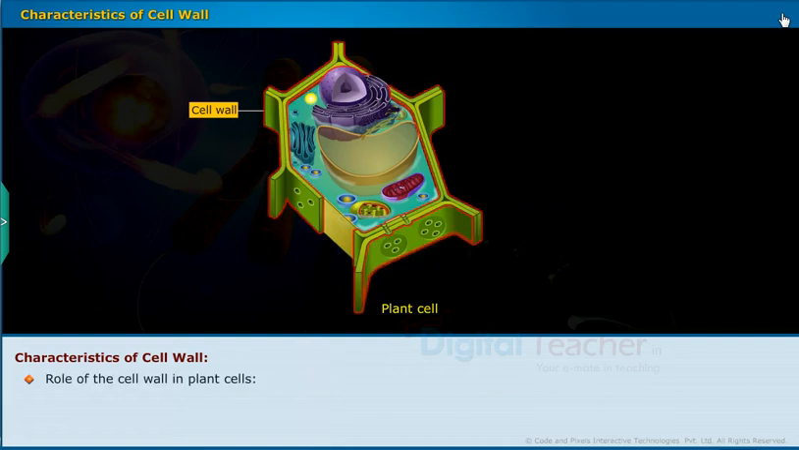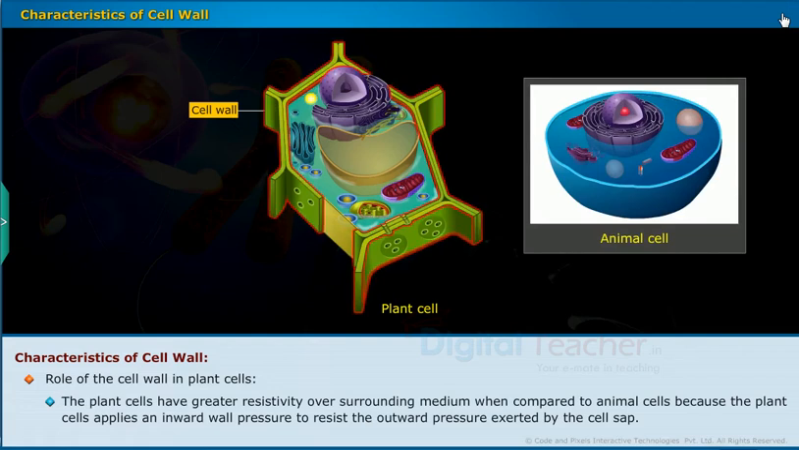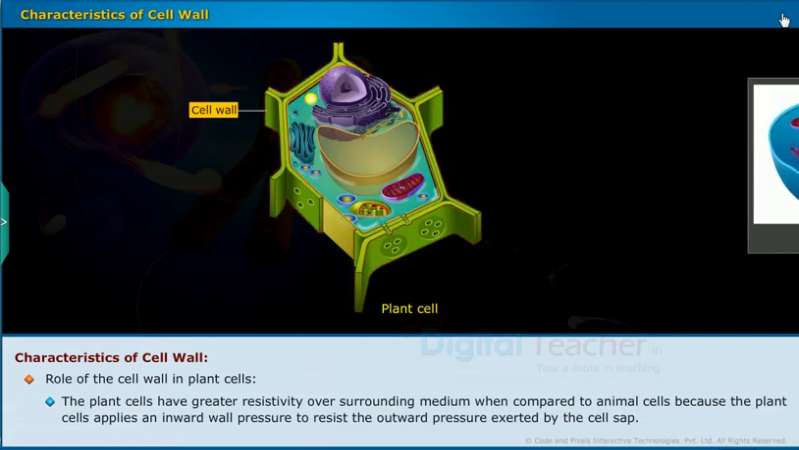Role of the cell wall in plant cells. The plant cells have greater resistivity over the surrounding medium when compared to animal cells because the plant cells apply an inward wall pressure to resist the outward pressure exerted by the cell sap.